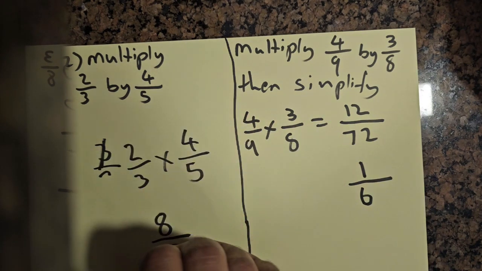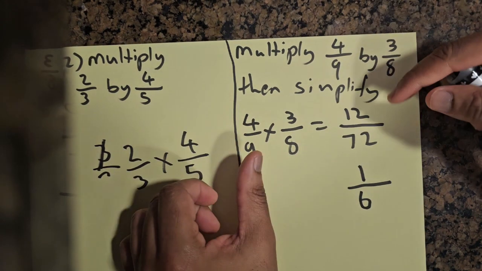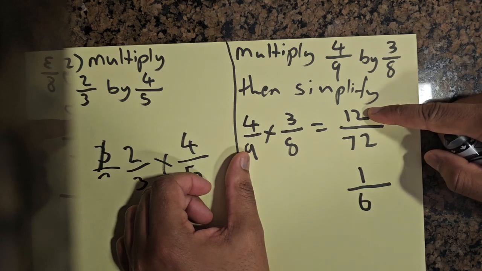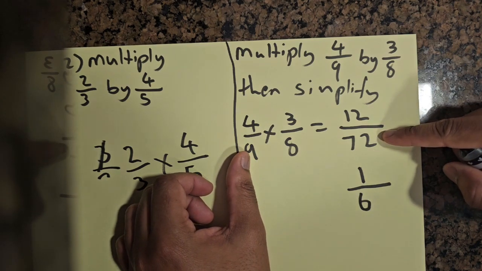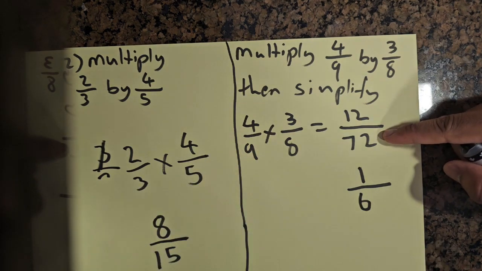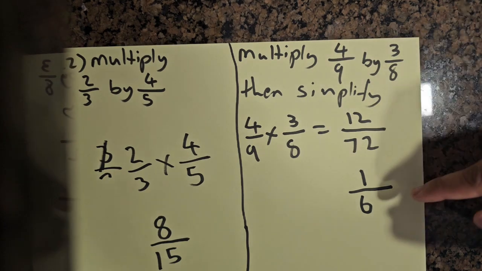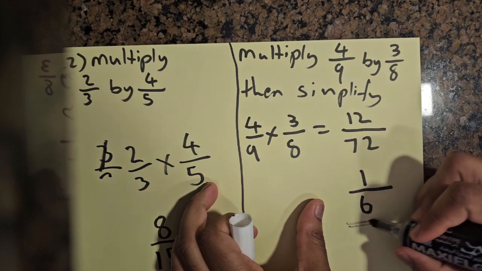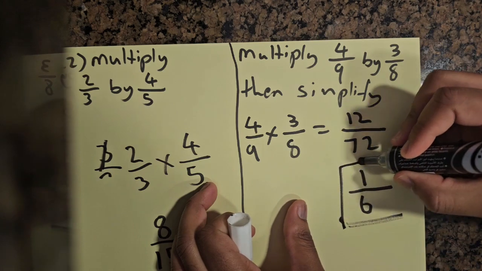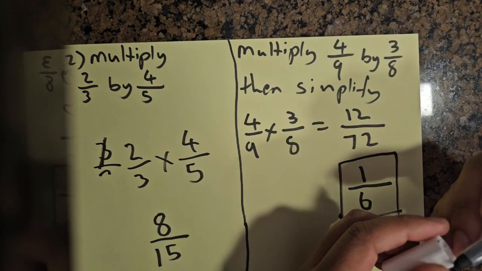Okay, now you might not know immediately what the highest number is. Sometimes you might start with a smaller number. Like if you went with 6, you could say 6 goes into 12 2 times, and 6 goes into 72 12 times, and then afterwards you could simplify that again. But in the end, you'd still end up with 1 over 6, the simplest form.